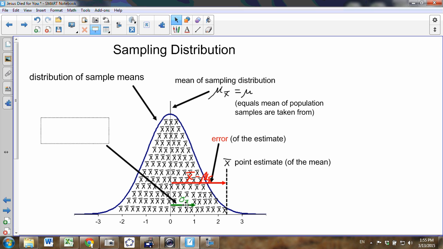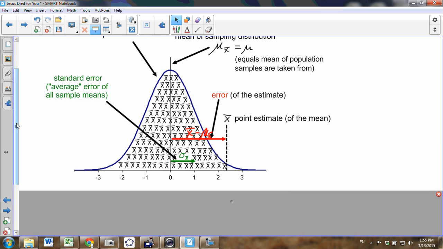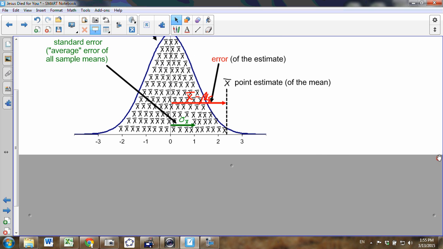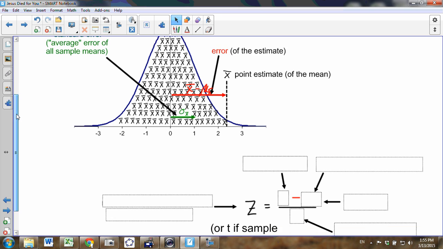Well, we have the same thing in a sampling distribution. The only difference is you don't call it a standard deviation, you call it a standard error. It's the average of all of these errors. Just like the standard deviation is the average of all deviations. And so, just like with the population distribution, we can calculate how unusual a particular estimate is under the assumption that we know the population mean by using a z-score.